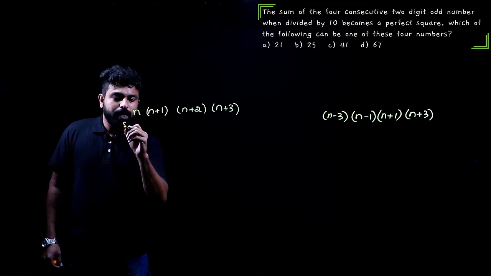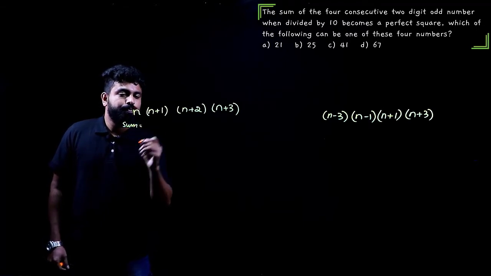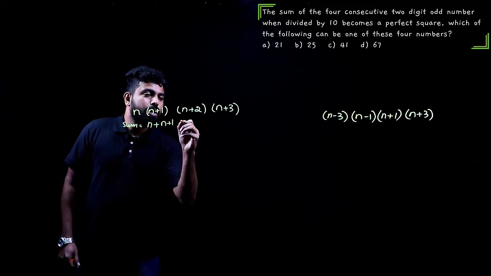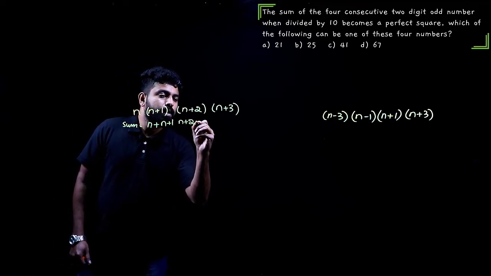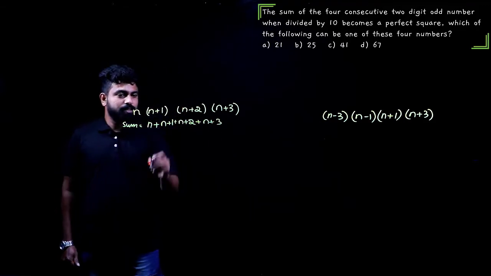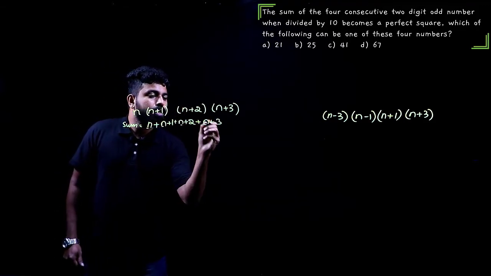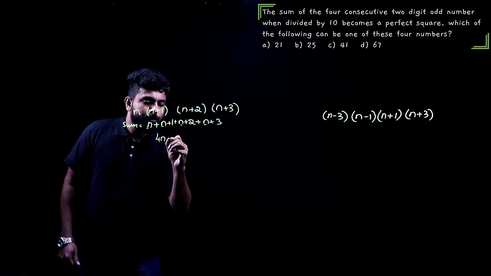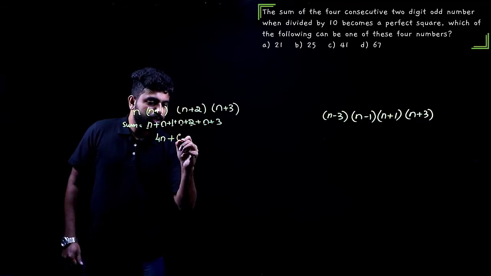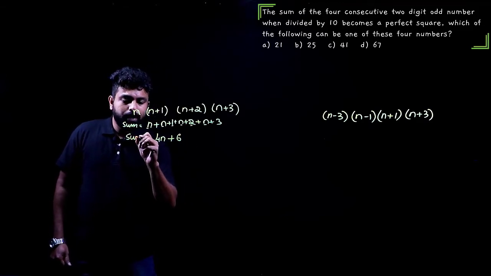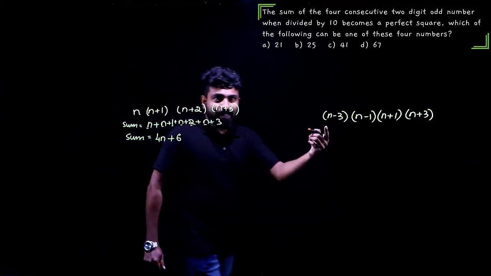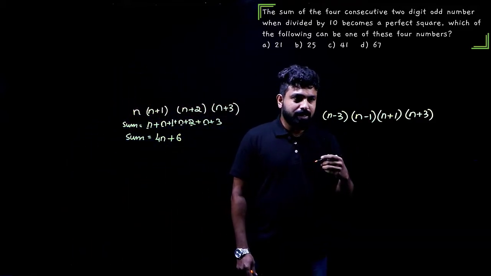So, the sum would be n plus n plus 1 plus n plus 2 plus n plus 3. So, what happens? There are 4 n's here. So, 4n plus 1 plus 2 is 3, 3 plus 3 is 6. So, my sum would be 4n plus 6. Now, when I take this as my 4 consecutive odd integers, what happens here?